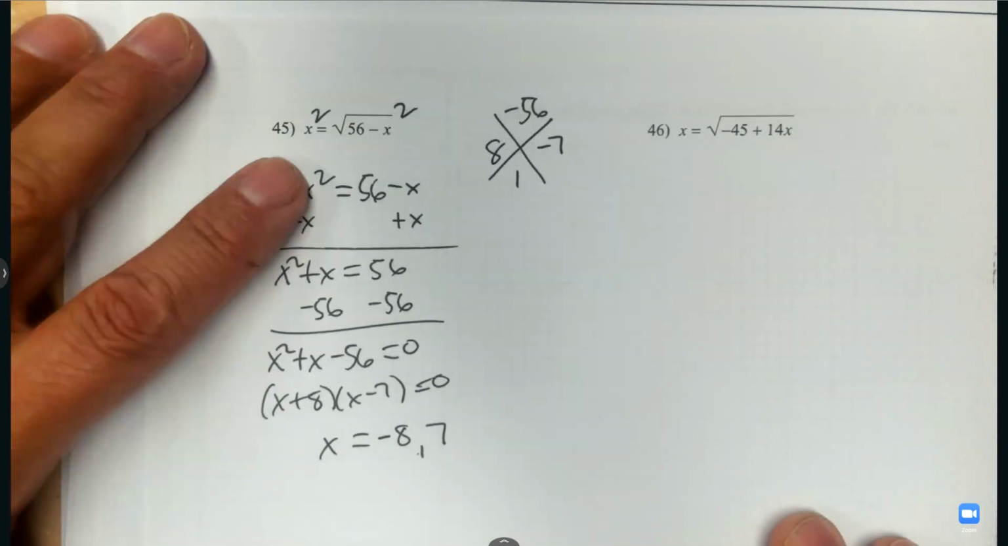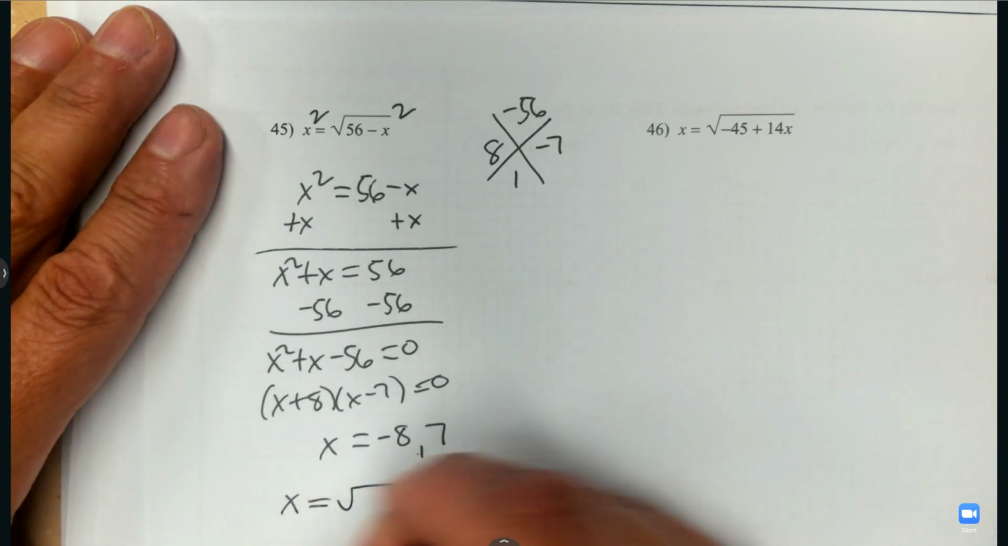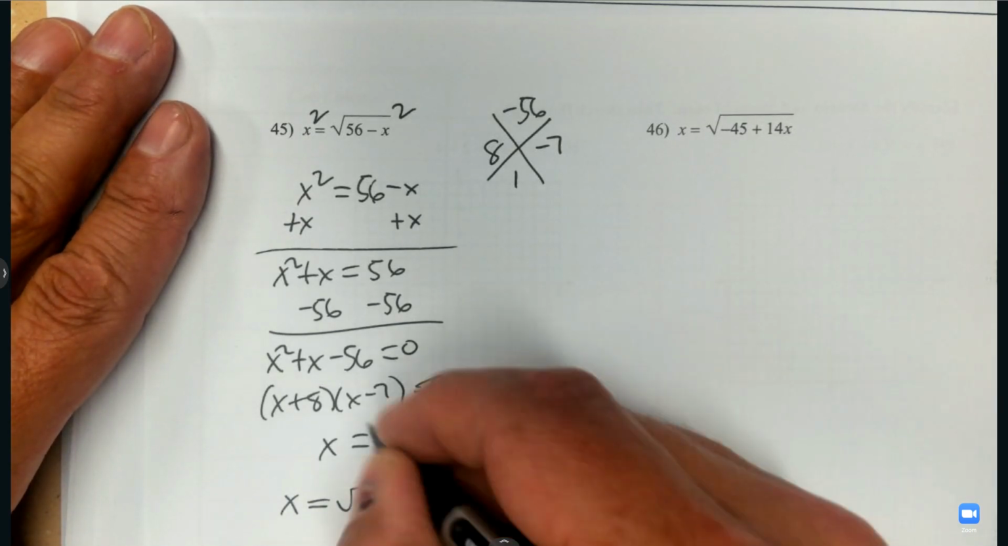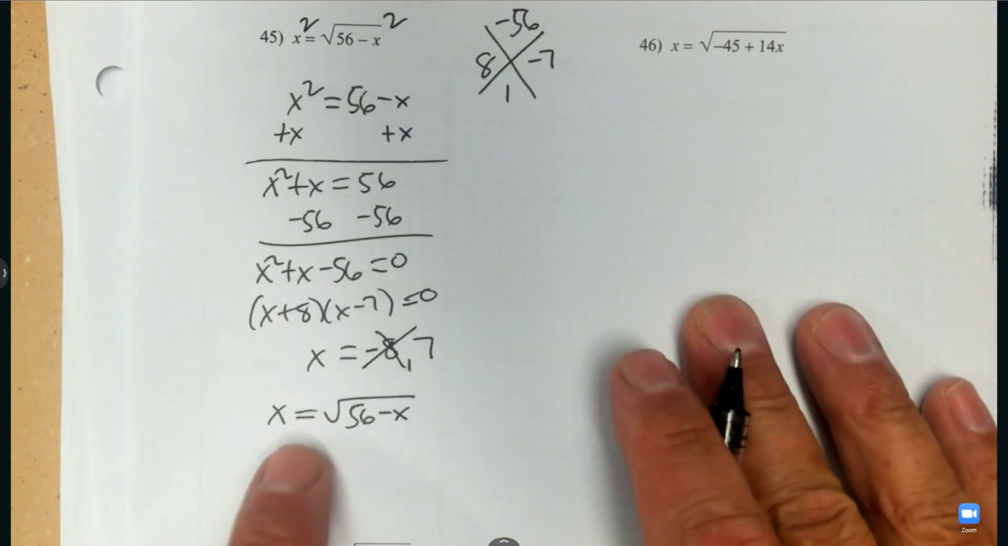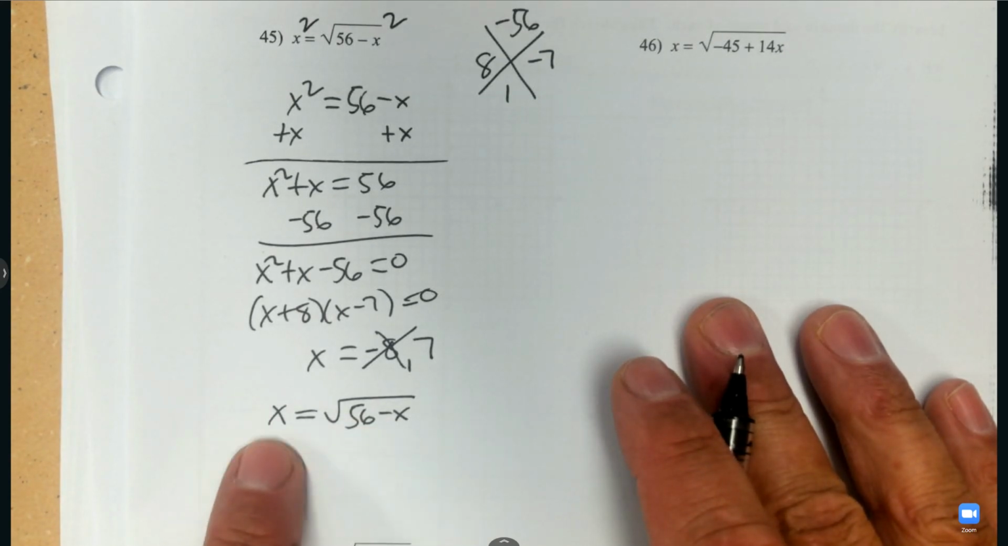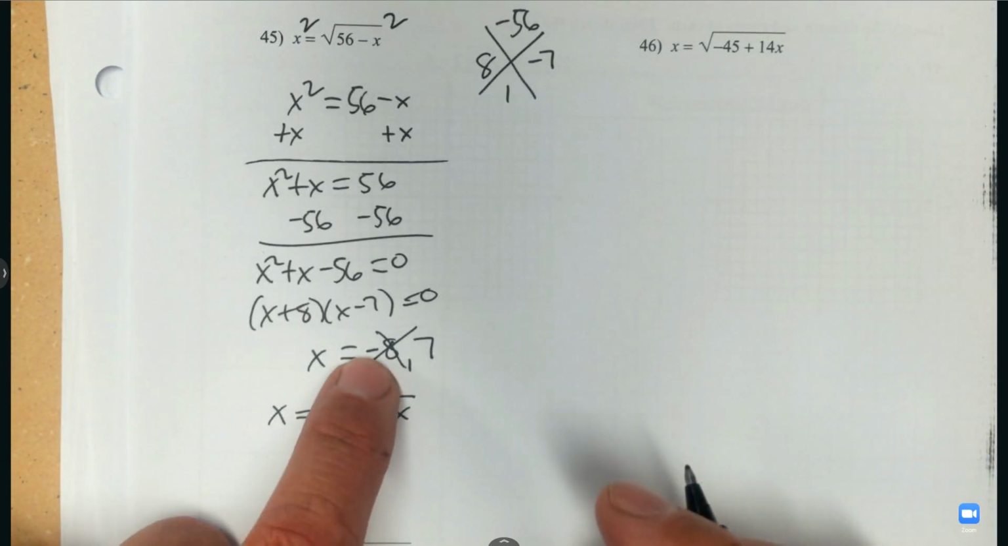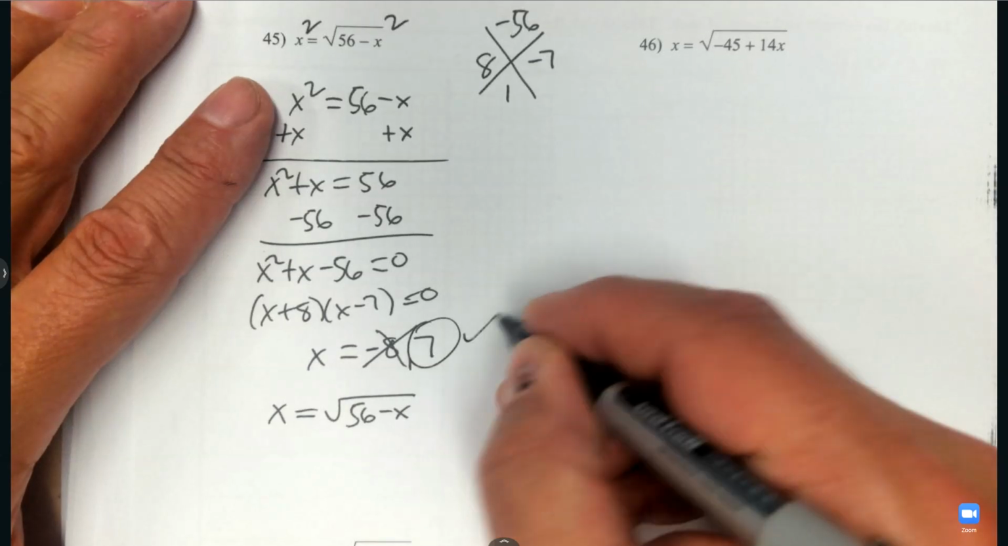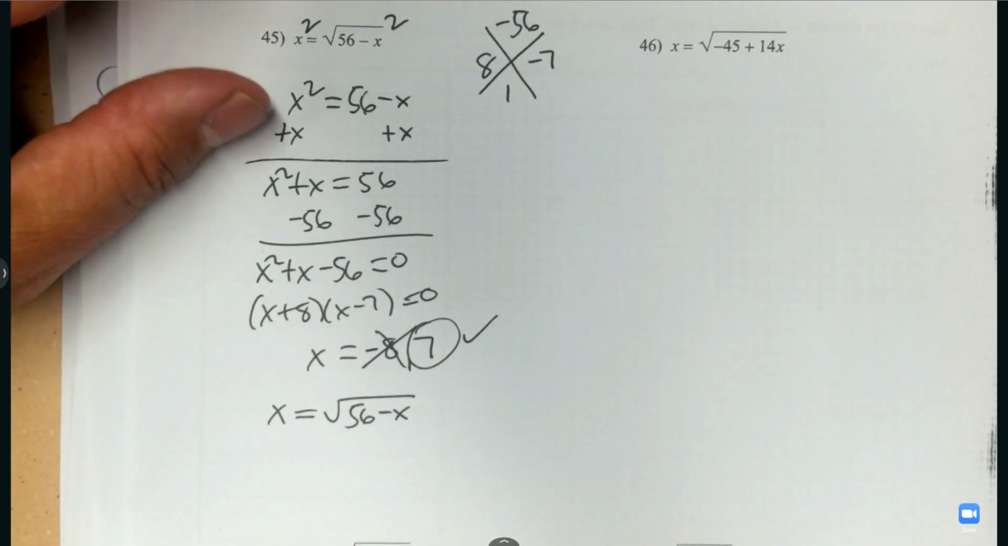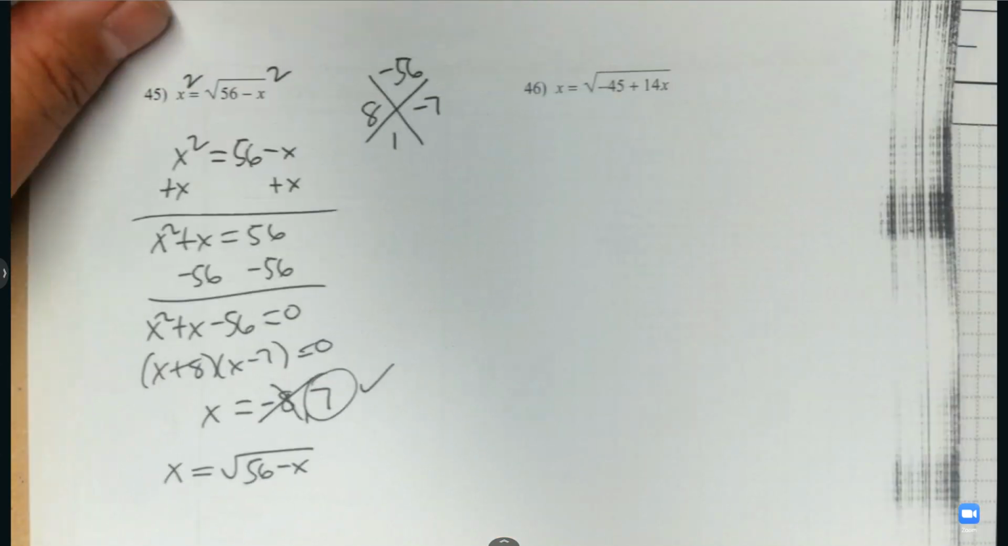And then look, if I look at the original equation, I have to cross out the -8 because the square root of a number could never equal a negative answer. So that answer is extraneous. So the only answer that it can be is 7. That works, which it does.